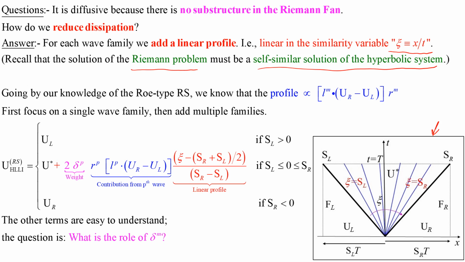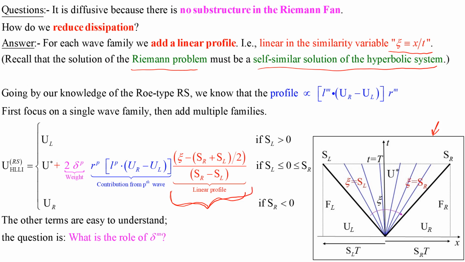Now, what is the simplest form of substructure that we can put in? The answer is that we can put in a linear profile. So we can put in substructure so that C at SL is just minus a half. That's what you would identify from this function. And C at SR, this function evaluated for C equal to SR, gives you plus a half.